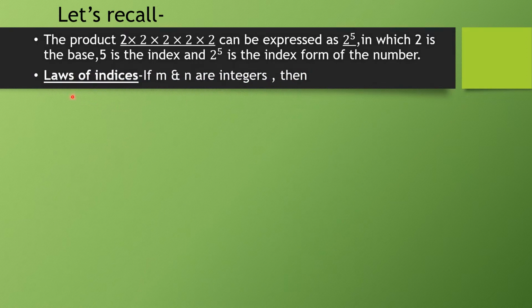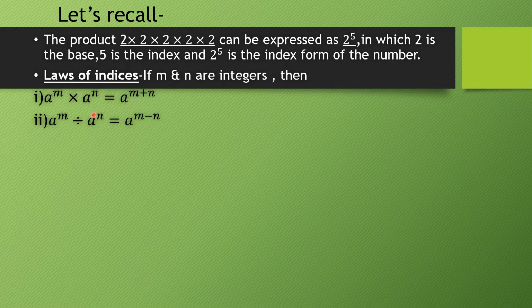Now let us study laws of indices. If m and n are integers, then the first law of indices is a raised to m into a raised to n is equal to a raised to m plus n. That is, if bases are same and there is a product, then there is the addition of indices.